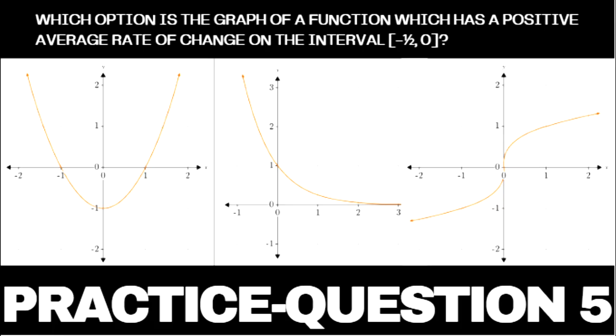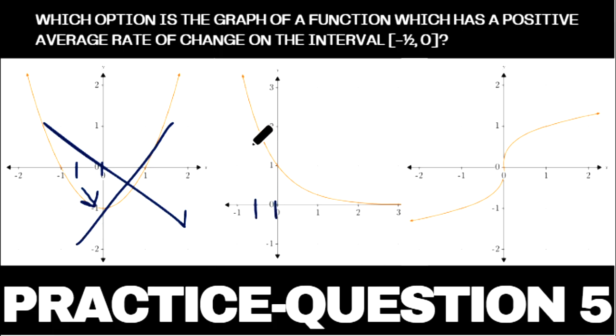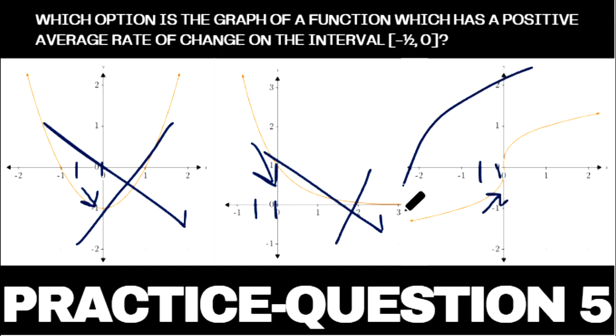Practice question number 5. Which option is the graph of a function which has a positive average rate of change on the interval -1/2 to 0? Pause it, figure it out, come back. So we're dealing from -1/2 to 0. This one's trending downward. Wrong answer. This one's also trending downward. Wrong answer. Look at that, this one's going upward. We like the little S-curve one.